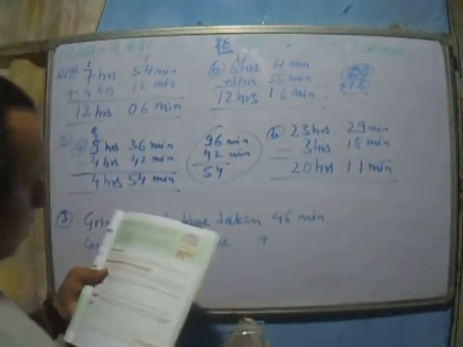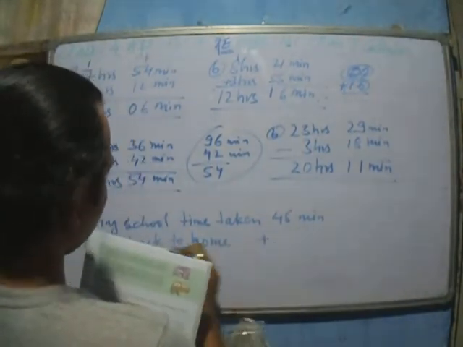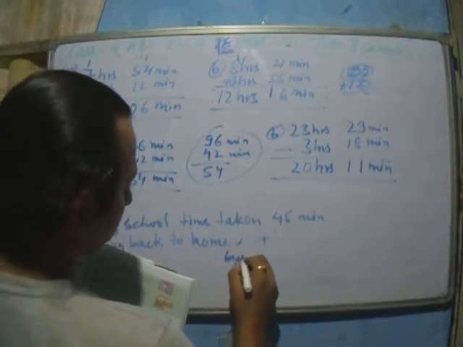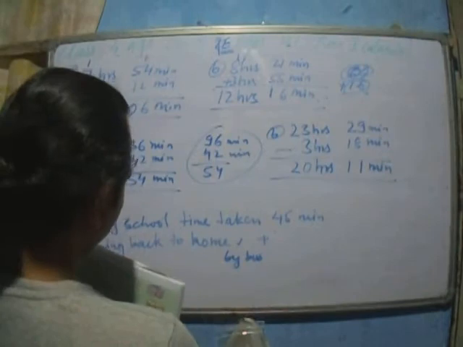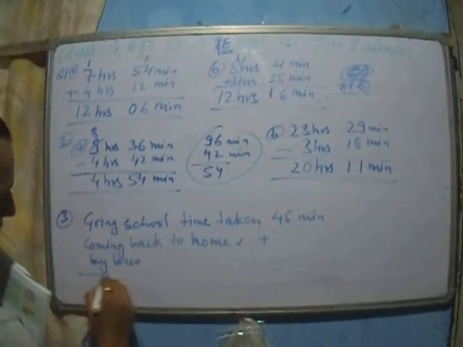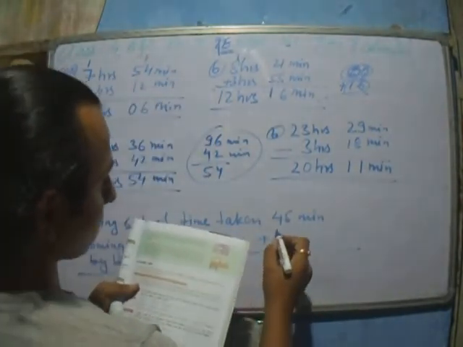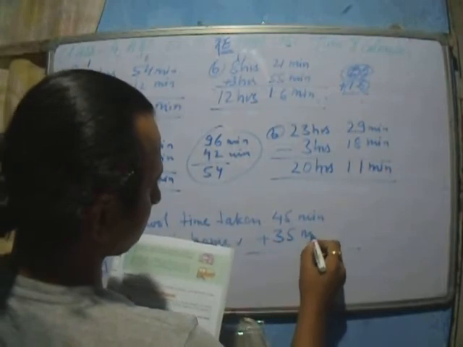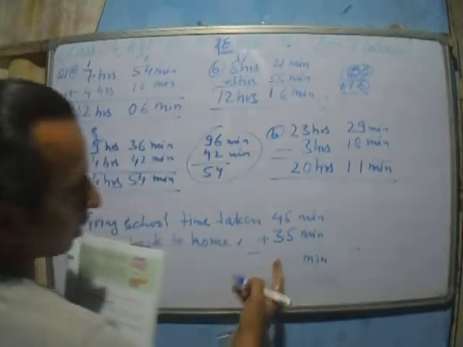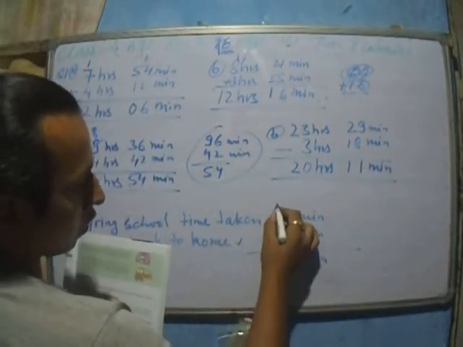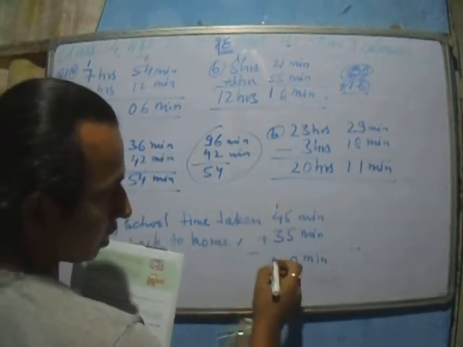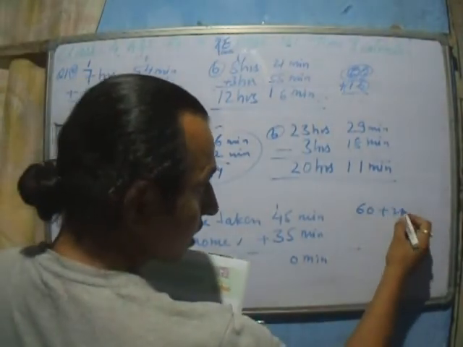Now how many minutes required? It is coming back home by bus. Okay, by bus, because we have to add it here. Now here it will take 35 minutes. Now we need to add here, minutes will remain, minutes. Now here 5 plus 5, 10. Okay, 1 here. So 4 plus 3, 7, plus 1, 8. 80 minutes means here 60 plus 20 is 80.